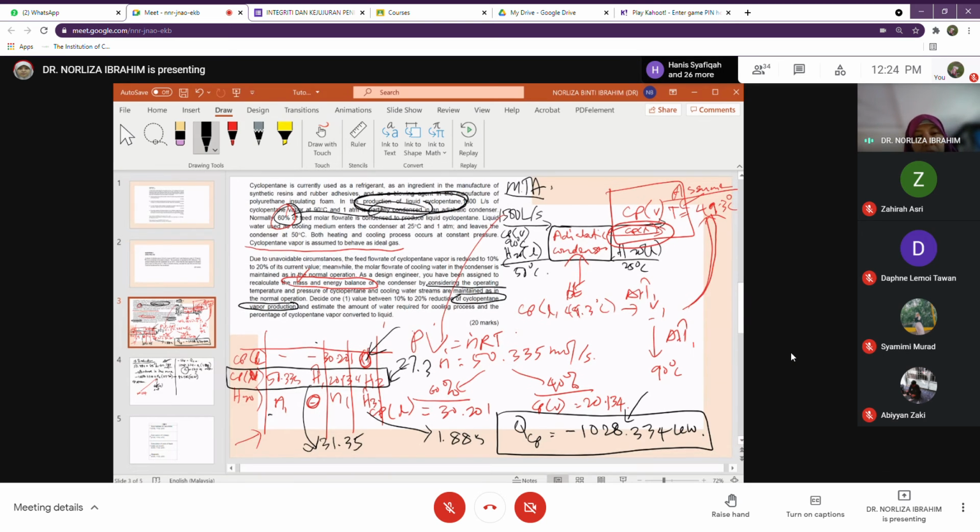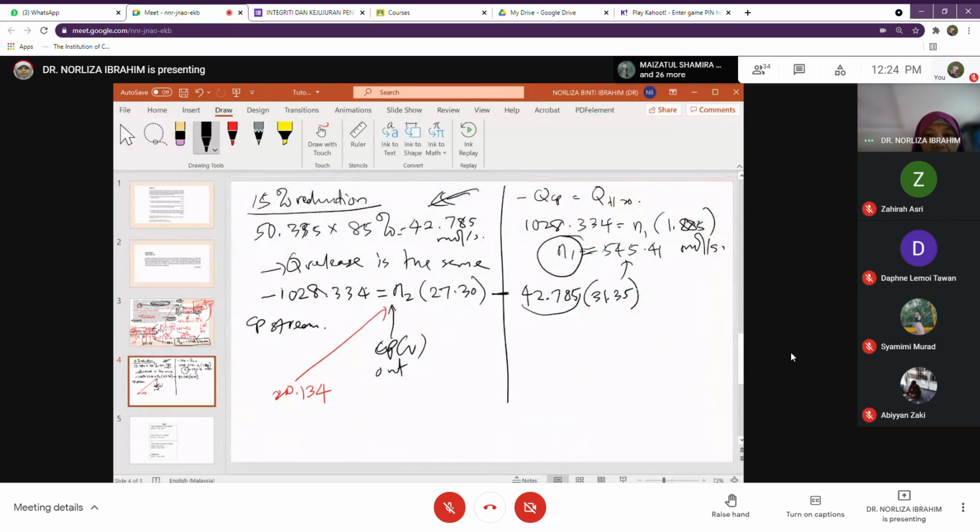For the cyclopentane, since the operating conditions are the same, we assume the Q is the same. But now the flow rate is different. So this is the new flow rate after the reduction, and this should be the new flow rate of the vapor in the outlet. For sure the liquid flow rate of the cyclopentane will also be different. If you do that, you get N2 of 11.464 mole per second, the new flow rate of the cyclopentane vapor in the outlet.